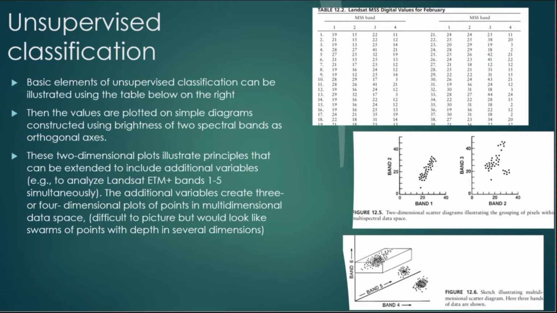So these 2-dimensional plots illustrate principles that can be extended to include additional variables. An example given is to analyze Landsat ETM bands 1 to 5 simultaneously. The additional variables create 3 or 4-dimensional plots of points in multidimensional data space. So this is difficult to picture, but it would look like a swarm of points with depth in several dimensions.